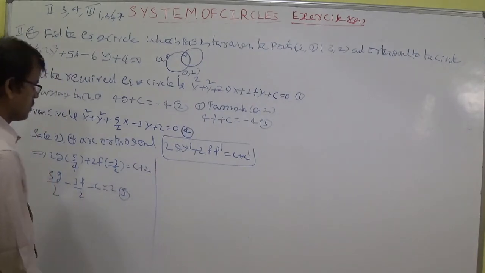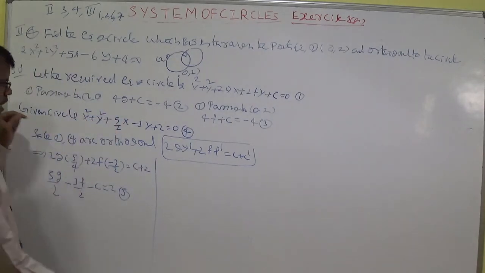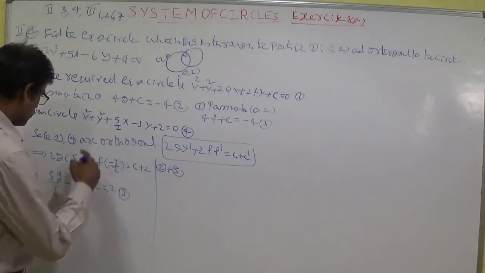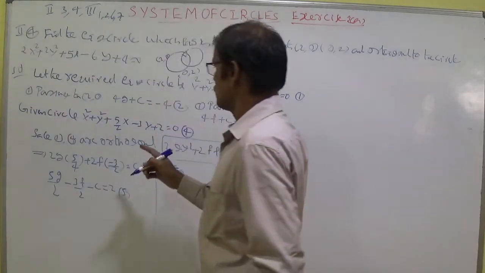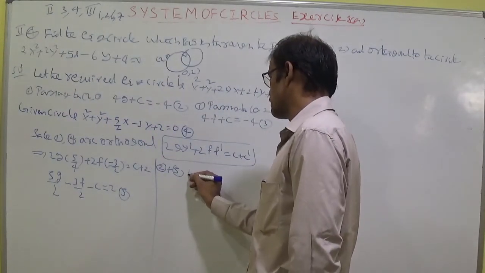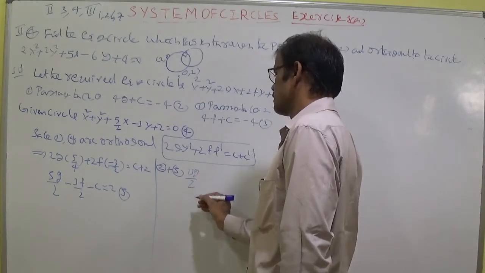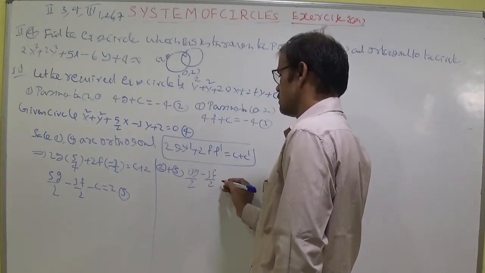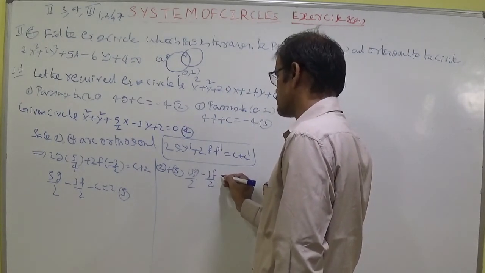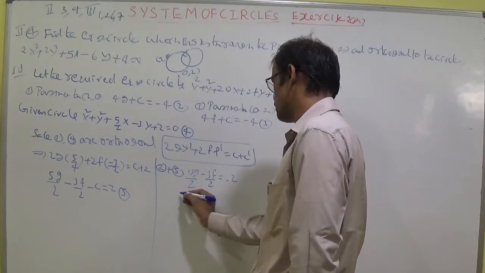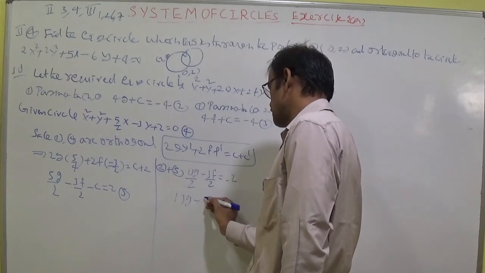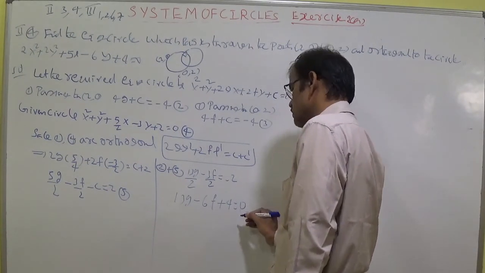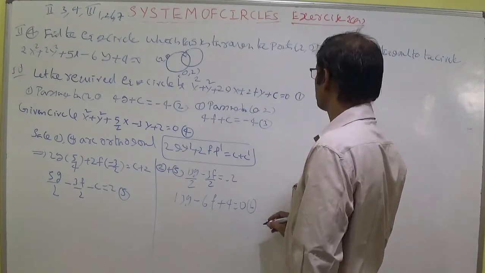Now this is c and this is minus c. Add 2 and 5. 4g plus 5g by 2, 2 4s are 8 plus 5, 13g by 2, minus 3f by 2. C got cancelled, equal to minus 4 plus 2. So this is minus 2. 13g minus 6f plus 4 is equal to 0. This is the sixth equation.